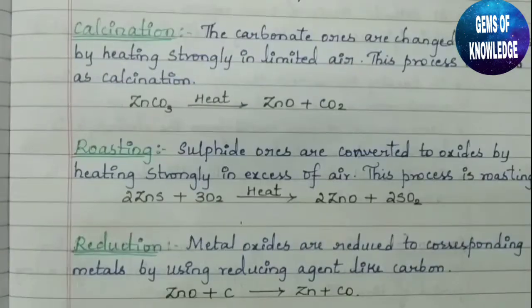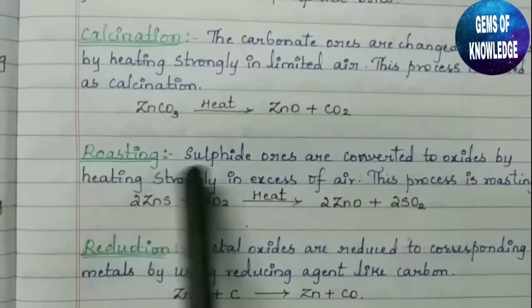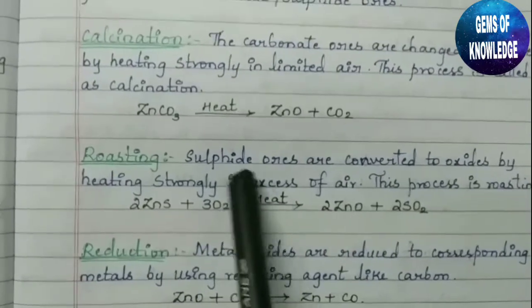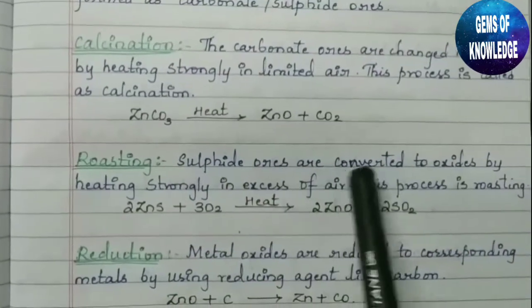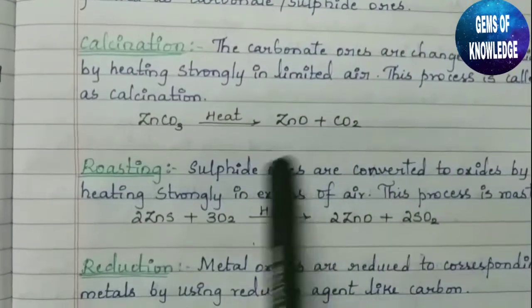Similarly, you can see roasting. Roasting is the process to convert sulfide ores. Sulfide ores are converted to oxides by heating strongly in excess of air.